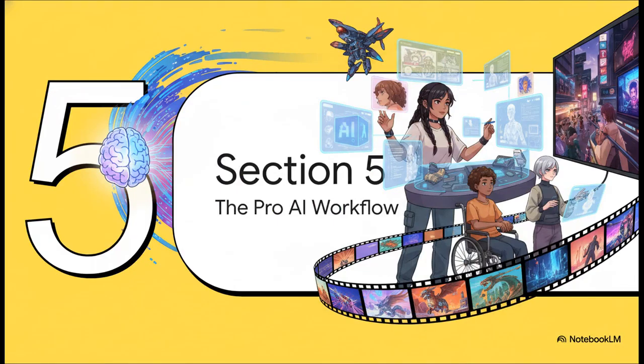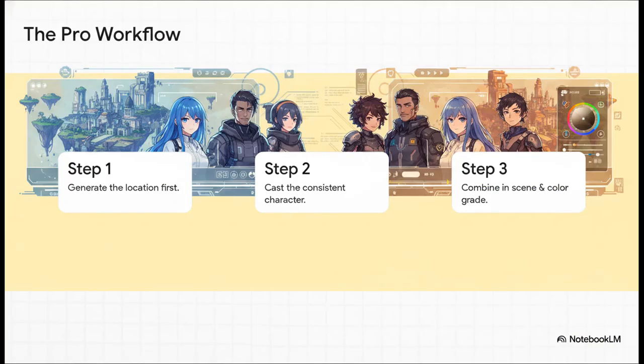Section 5, the professional AI workflow. Let's see how all this theory builds into an actual digital production pipeline using a platform like Higgsfield's Cinema Studio. Think of this exact workflow as your pre-production phase. Step 1, you secure your set by generating the location. Step 2, you dial in your actor's exact specifications to cast a consistent character. And step 3, you combine them in the scene and apply your color grade.